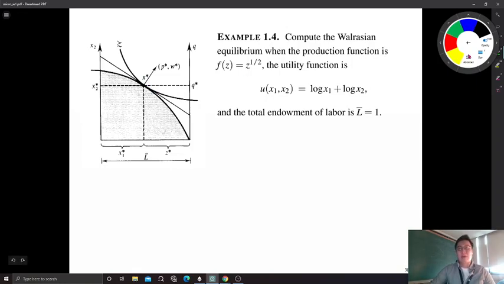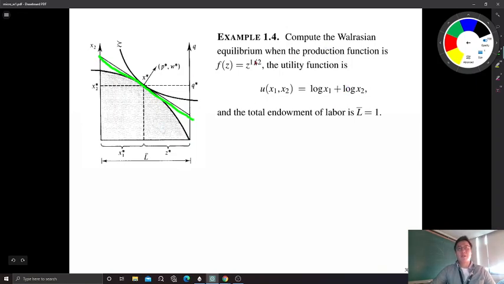And the equilibrium vector has to support these decisions, meaning that this price vector must be tangent to the production frontier and the indifference curve. So this displays the Walrasian equilibrium in this economy. Okay, let's do one example here.